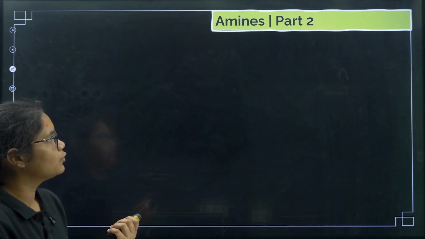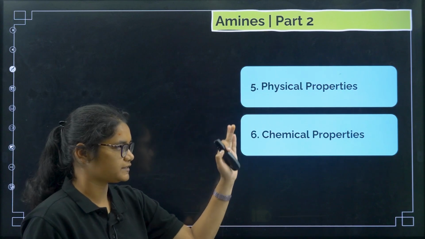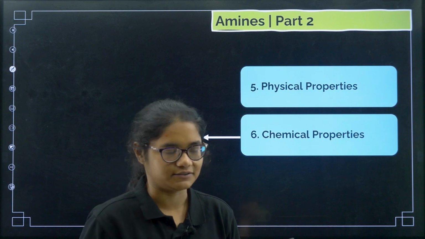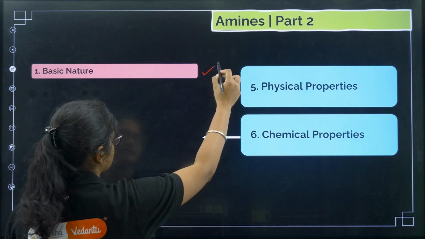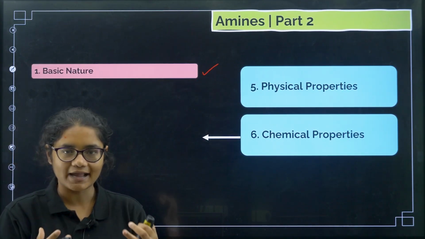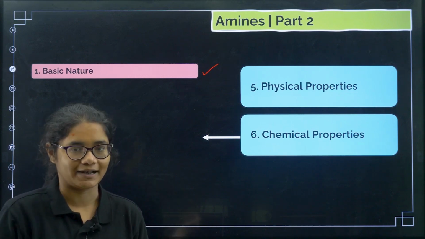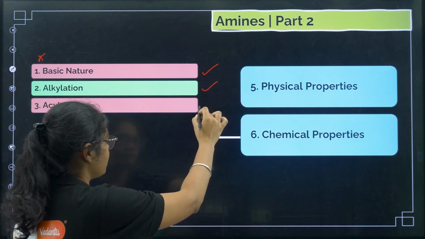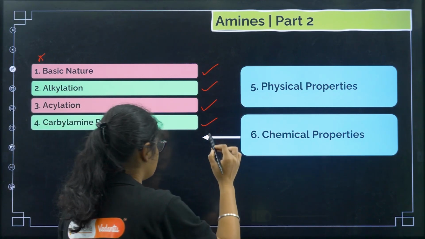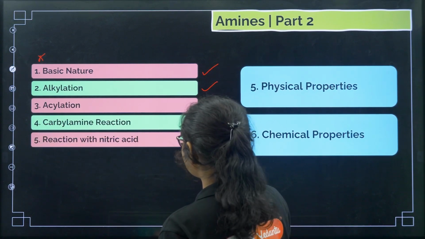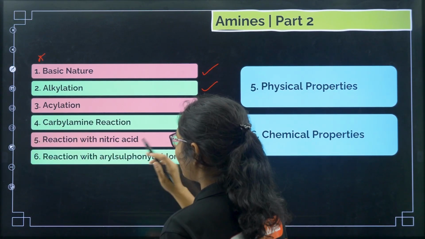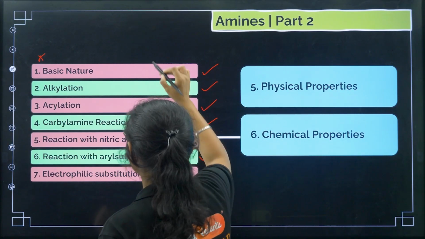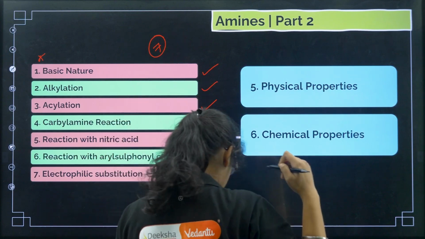Coming to today's topic, physical properties and chemical reactions. Under chemical reactions we have 6 reactions today. The first one is the basic nature. As I told you, this is not a reaction, but questions have been asked from here repeatedly, so this is an important topic. Next you have alkylation, acylation, carbylamine reaction, reaction with nitric acid, reaction with aryl sulfonyl chloride, and then electrophilic substitution reaction. I said 6 reactions, but by mistake, it is 7 reactions.